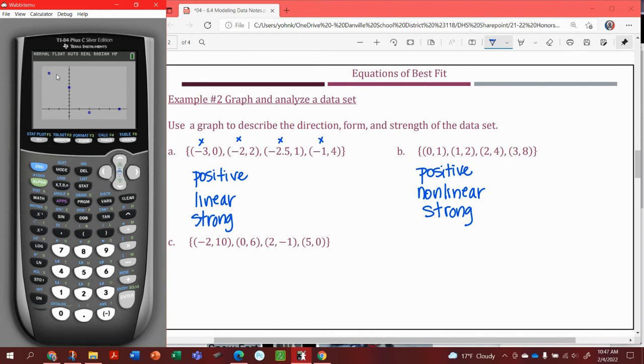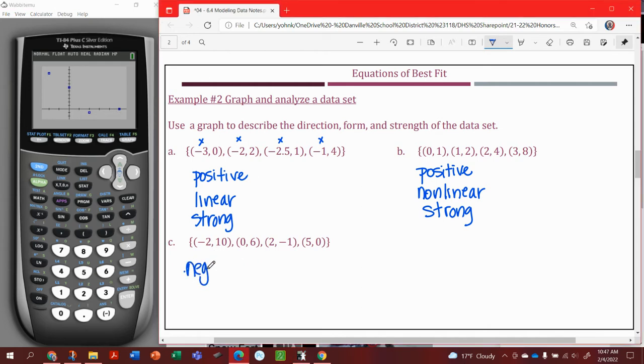This looks like I got 2 points here, and then it dips, and then it comes back up again. So this is definitely going in the negative direction. It is non-linear. And I'm going to say that this is a weak relationship because the dots are not forming a clear pattern.